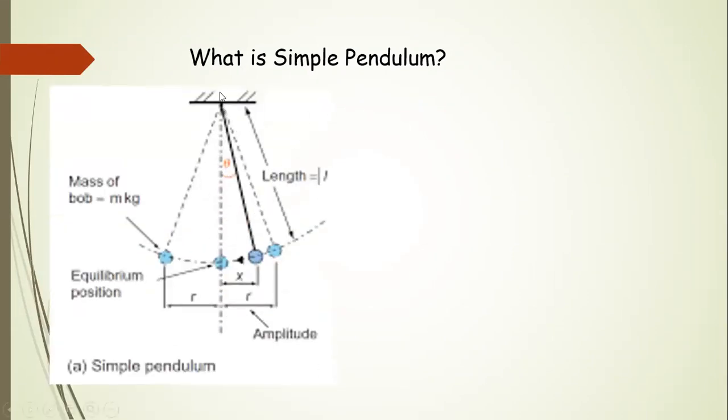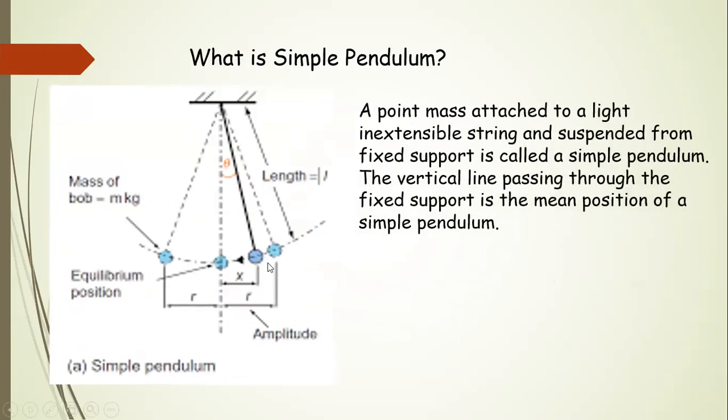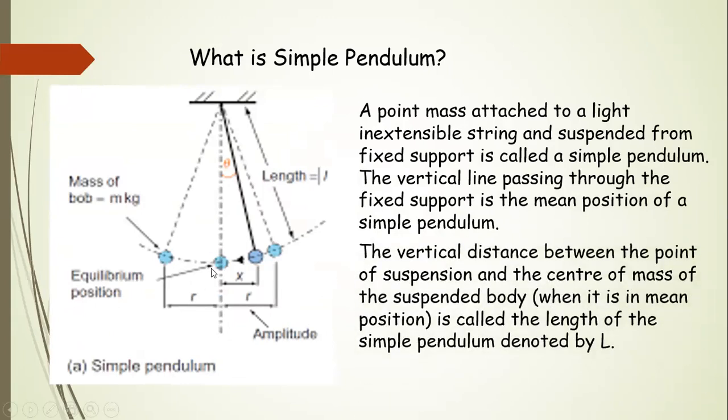A simple pendulum, you can see, is a small mass. In this case, it is a bob that is attached to a pivot with the help of an inextensible string. Now, this pendulum can be displaced on either side, whether left or right. The horizontal distance it covers is the displacement amplitude, and the length from the vertical line passing through the fixed support to the center of mass of the bob is the length of the pendulum.